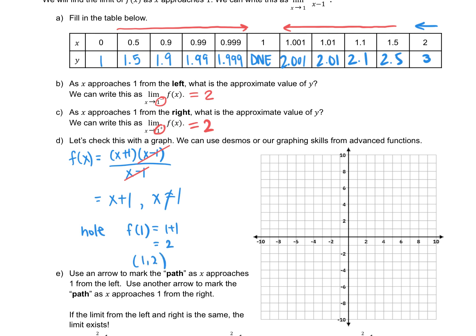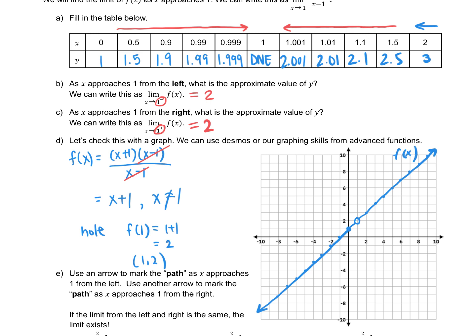So let's graph this function. We're graphing a line that has a y-intercept of 1 and a slope of 1, but we will have a hole when x is 1, so right here. And then I'll continue with my slope. Rise 1, run 1. And I'll do the same in the opposite direction. And there's f at x.